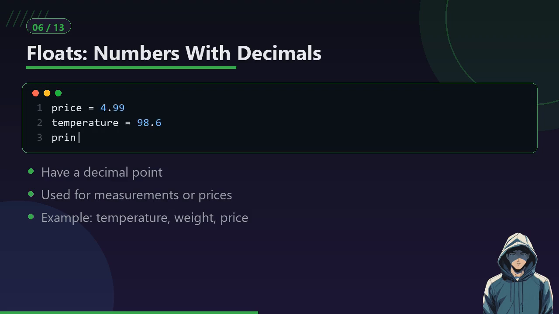A float is a number that has a decimal point, like $4.99. We use floats whenever we need more precision than a whole number gives us, like weight or temperature. Notice the name float comes from how the decimal point can float to different positions. In short, floats are numbers with fractional parts.